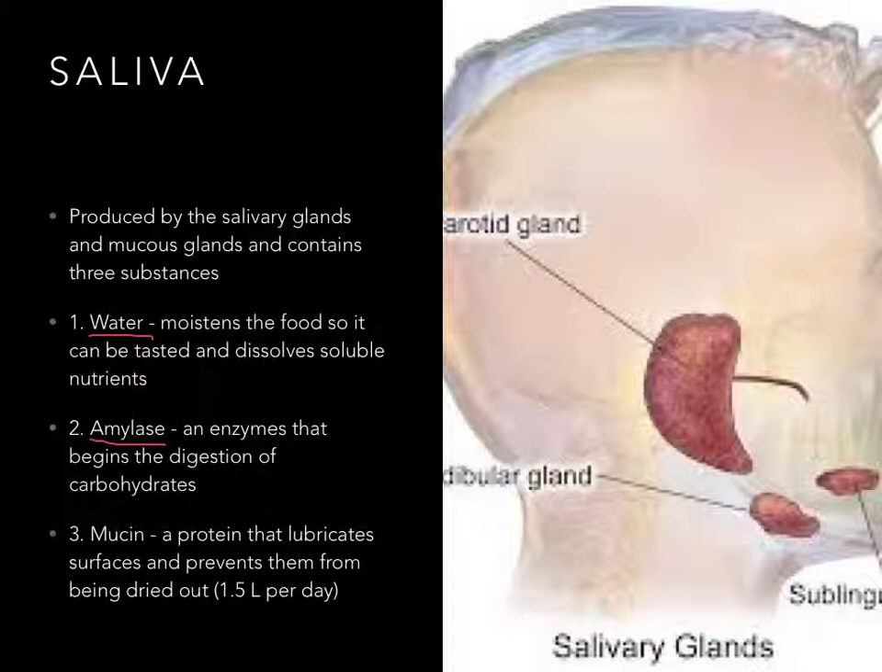Then we have mucin. It's a protein that lubricates surfaces and prevents them from being dried out. You produce about 1.5 liters per day.